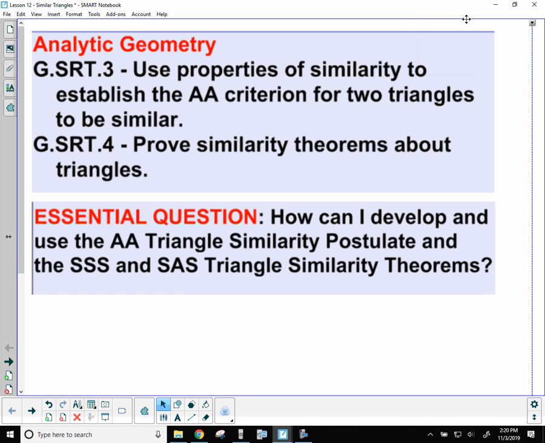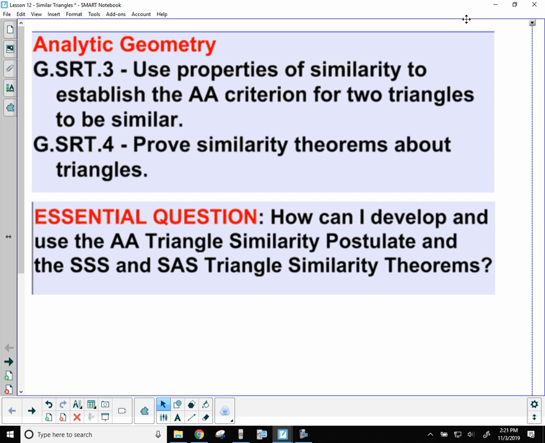Alright, here we go. Lesson 12. Similar triangles. Again, get your fill in the blank notes. So here we are, SRT3 and SRT4. We're going to talk about angle, side, and SAS. You heard about these in congruency, but now we're talking about similar things.